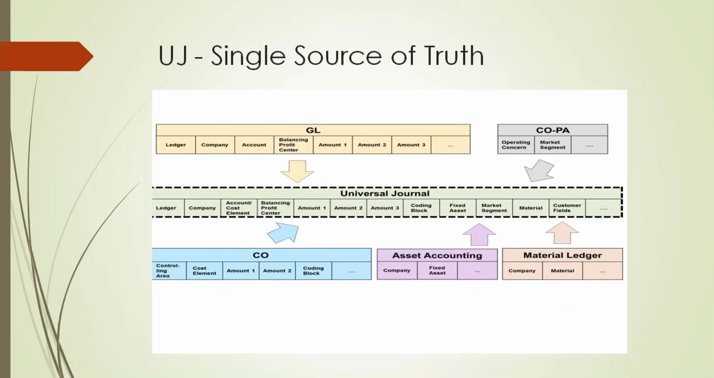Currently, if there is a mismatch in the balances of controlling and GL accounting, we don't know what is right and what is wrong. Whether FI is correct or CO is correct, one thing is for sure, that one of them is incorrect. So now it is a single source of truth. That means you don't have to rely on multiple tables. Whatever data is available in the universal journal, that is the truth.